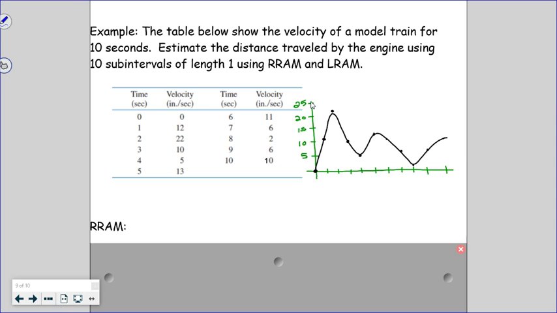So here's my base that goes from 0 to 1. I would use 1 as my height, right? That's the rightmost. So if I'm doing RAM, my rectangle would be a 1 by 12 rectangle, right? Plus, and as I do the next one, it'd be a length of 1 by, my rightmost number would be over at 2, so up to 22, 1 by 22 rectangle.